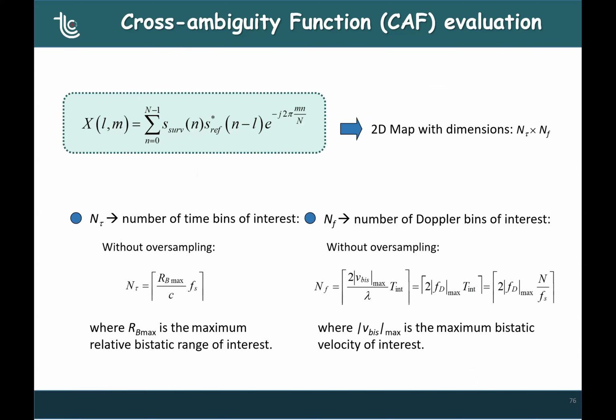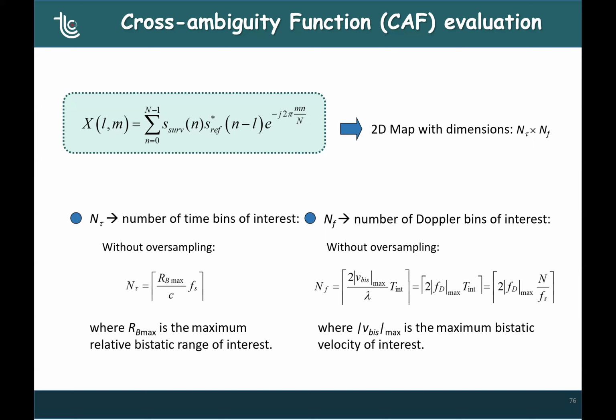So actually what we obtain with this sum is a 2D map, and the dimension is n_t times n_f. So in the delay dimension, we have n_t samples, and in the frequency dimension, we have n_f samples. So n_t is the number of time bins of interest, n_f is the number of Doppler bins of interest.